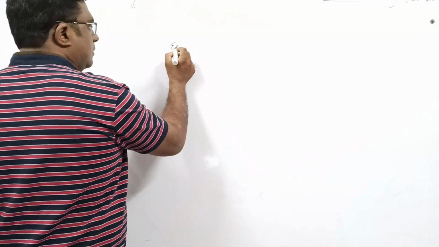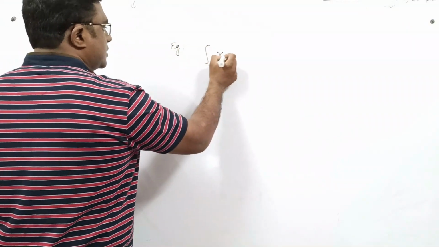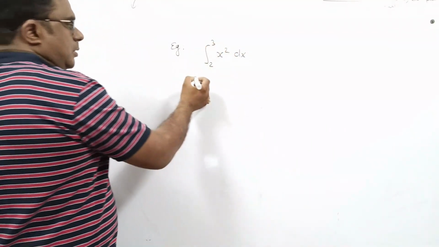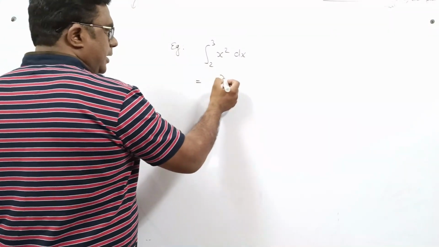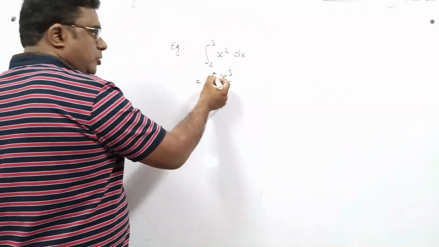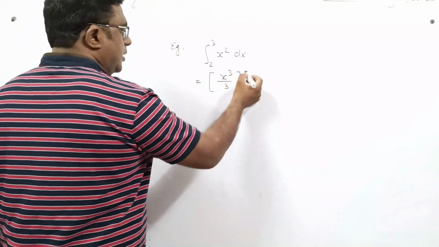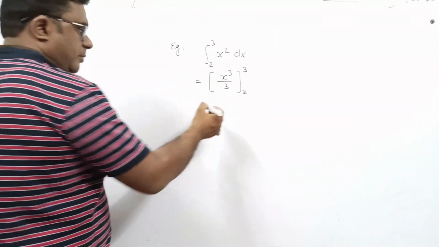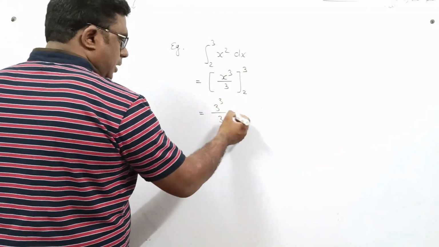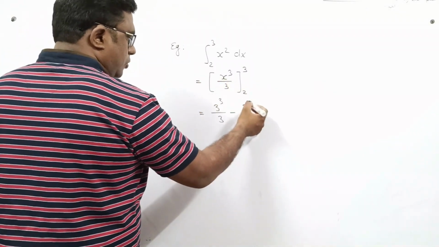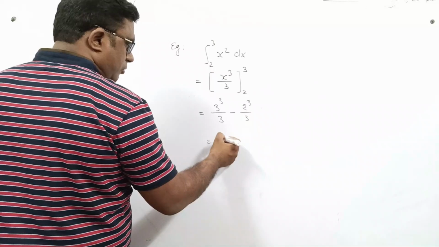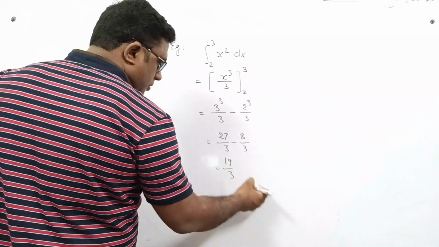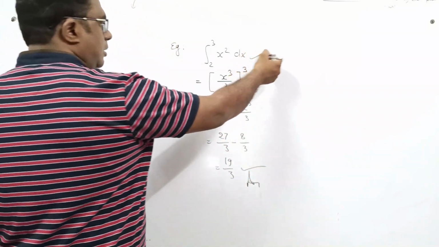Suppose we have the integral of x square dx with limits 2 to 3. What will be the integral of x square? x cube upon 3. We will use a square bracket here and write the limits. Then you have to put 3 in place of x, which means 3 cube upon 3, and then put 2 in place of x, so 2 cube upon 3. It means 27 upon 3 minus 8 upon 3, which is 19 upon 3. So this is the definite integration of this.